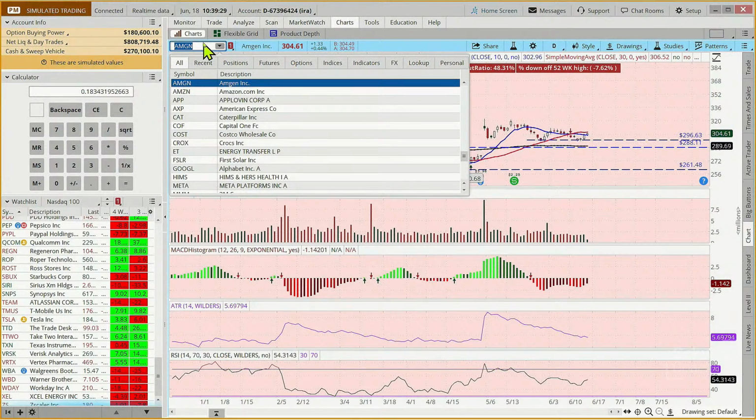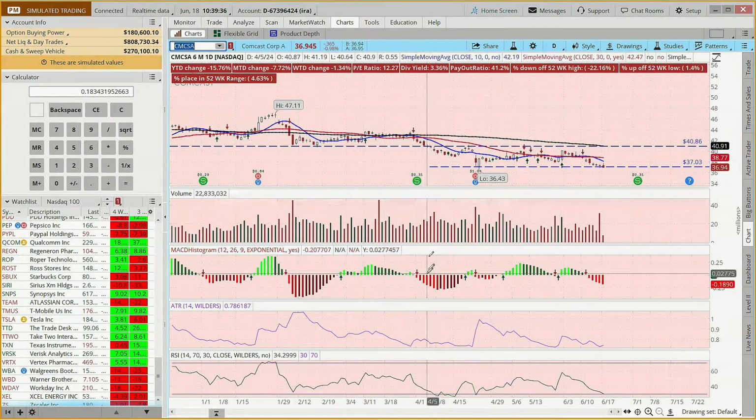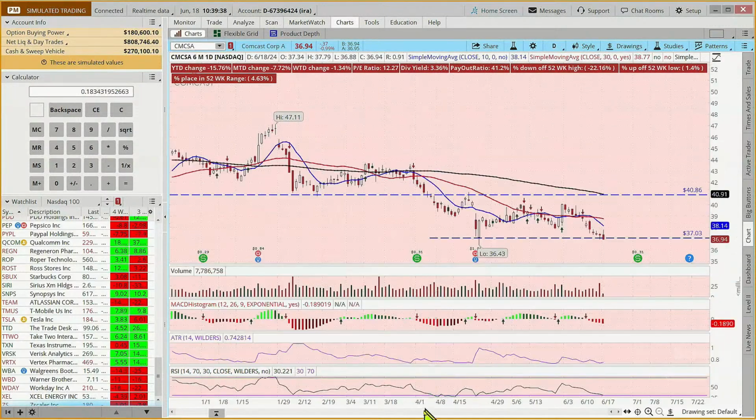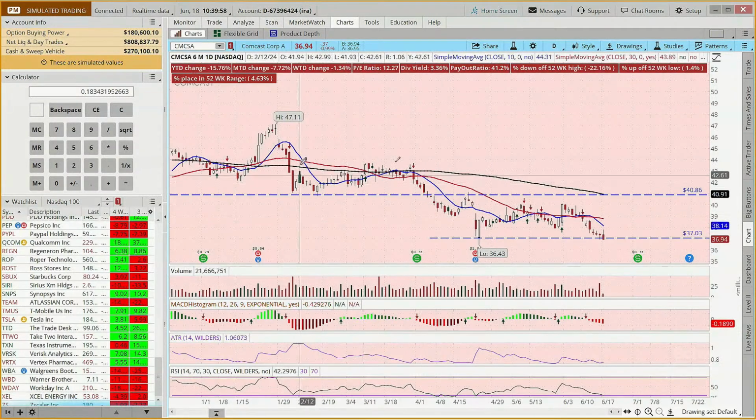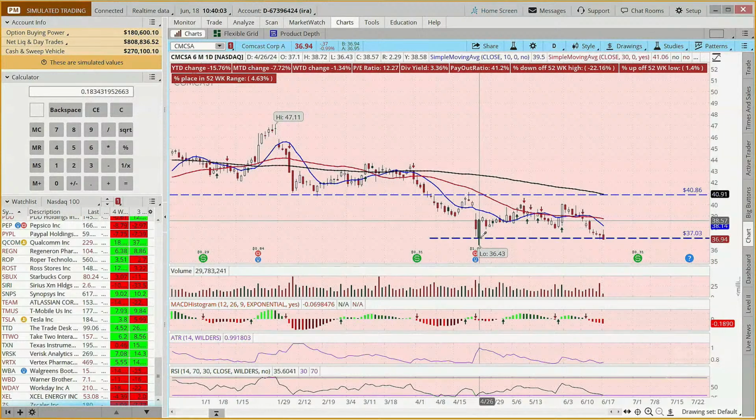How about CMCSA? Now, this has found a support level, hasn't it? And it's come down here before. But what are we looking for? Remember our guideline for the stock? We want it to be uptrending. Is this uptrending? It's not. So is it up year to date? No, it's not. And so we'd eliminate this because it's actually downtrending.